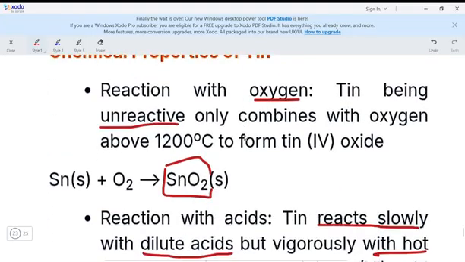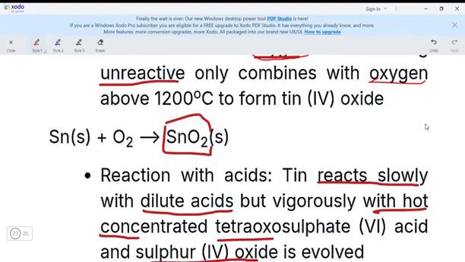Now, chemical properties of tin mean that when you add tin with some chemical elements or substance, what will happen? So you can add it with oxygen. So when you add your tin with oxygen, what will happen? Remember that tin is unreactive. So tin being unreactive only combines with what? Oxygen. So it doesn't combine with most substances, but it can combine with oxygen above 1200 Celsius to form tin 4 oxide. So you can see the reaction here.